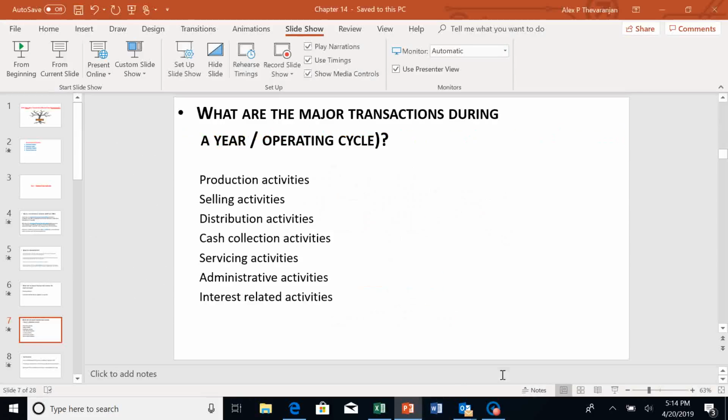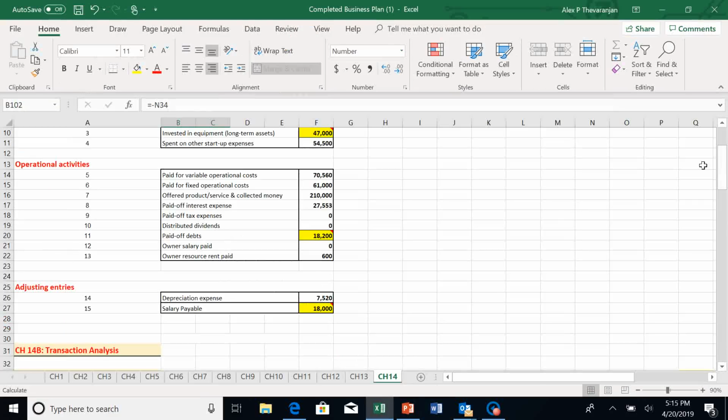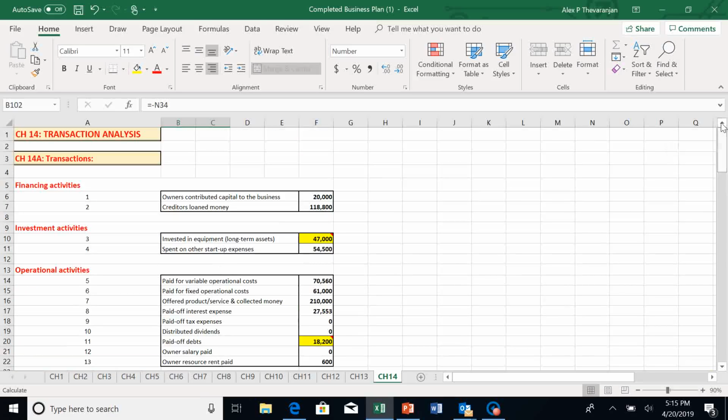Let's see this in our sample plan. This is also good for you. When you start your business, one of the first activities is financing activities. You have to have funds. So in this case, owners contributed capital to the business, creditors loaned money. The investors put in 20,000; the three sources gave so much money.